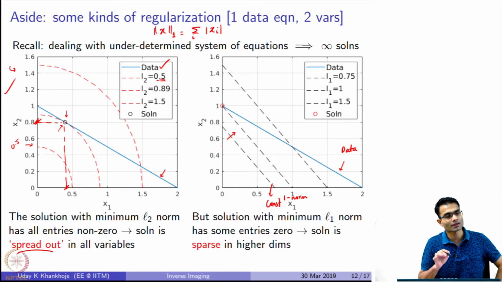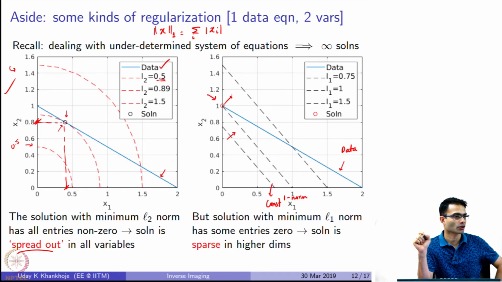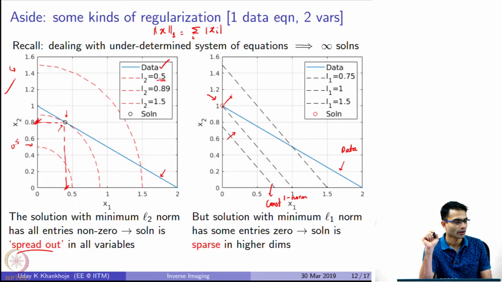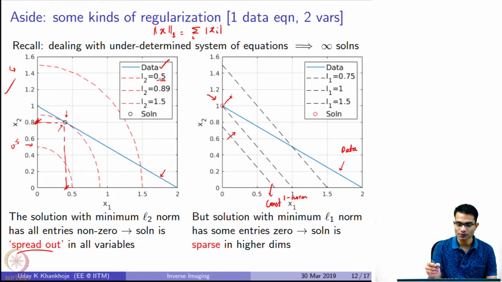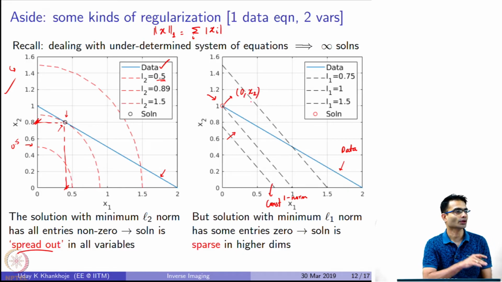Now, the earliest I can hit this blue line is at this point. So, this point over here satisfies the data equation because it is on the blue line, and of all possible solutions, it is the one which has the minimum 1 norm, right. Now, just look at the nature of this solution. Over here, you can see that this has a non-zero value of x2 and the value of x1 is 0, right. So, in this very toy example, it is a sparse solution because one entry is 0.